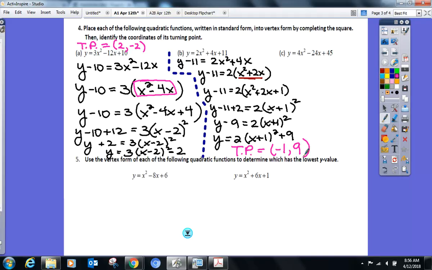Guys, got any questions? Again, please don't go on to C. I'm going to do number 6 with you right now in a second. But last thing, do you see how this a value has no effect on the turning point?